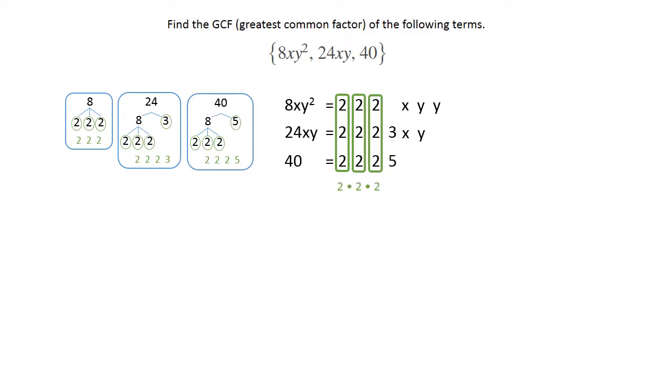So we'll take each 2 that we found in common, there's 3 of them, multiply them together and get 8, and that actually happens to be our greatest common factor.